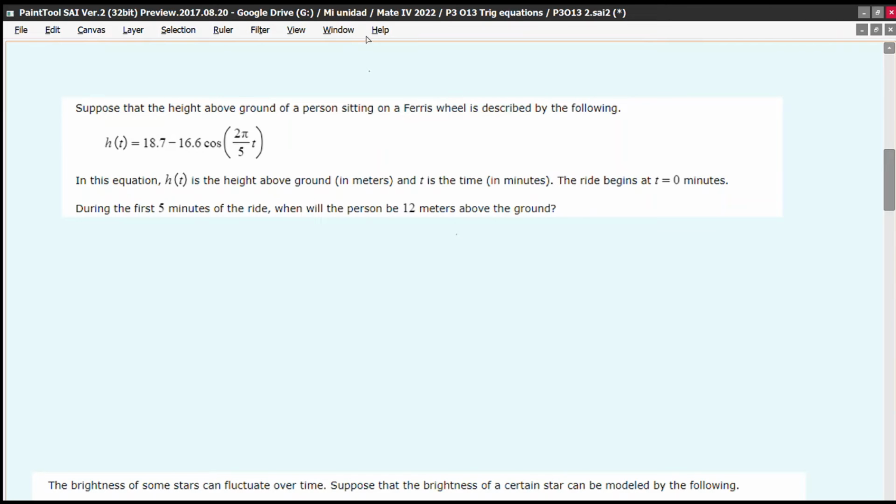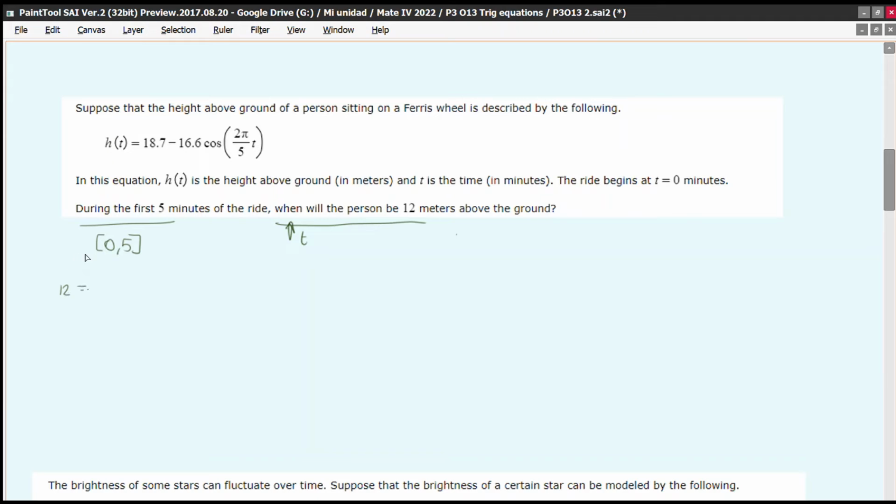Okay, let's see. For this example, I have this function. Suppose that the height above ground of a person sitting on a Ferris wheel is described by the following equation, where h of t is the height above the ground at a time t. During the first 5 minutes of the ride, when will the person be 12 meters above the ground? So this is telling me my interval of possible solutions, and this is asking me what I need to find. It's asking me a when, so I need a time, and when what? When my equation equals 12 meters.